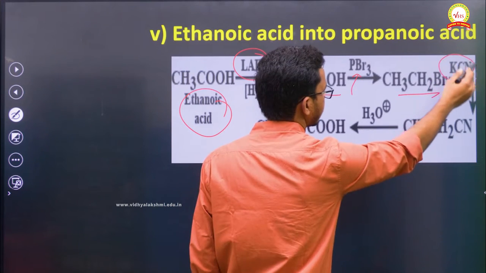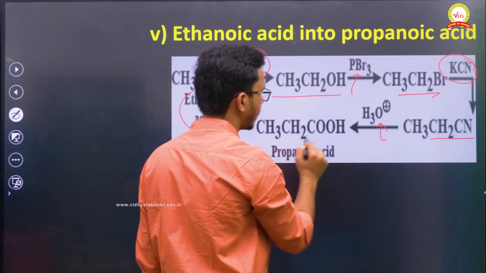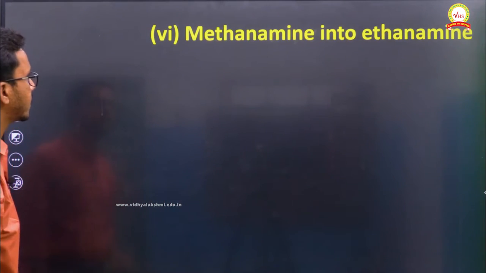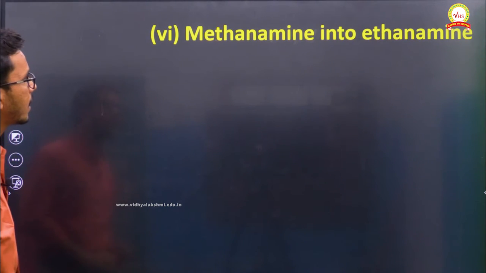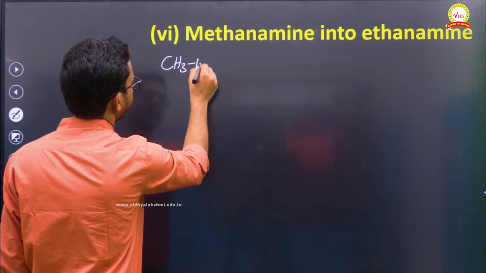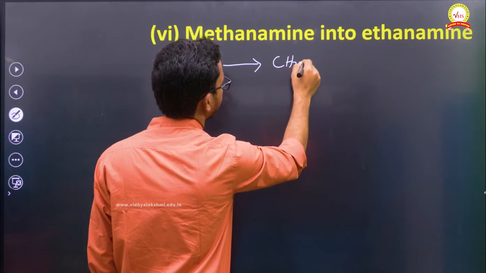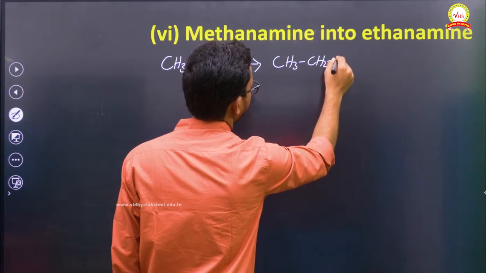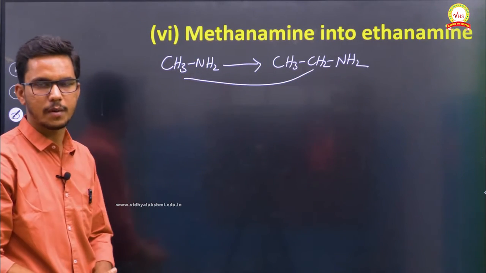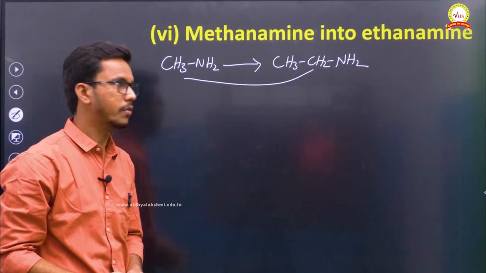This alkyl halide on reaction with alcoholic KCN gives the respective cyanide, on complete hydrolysis gives the acid. The conversion was right. Next, let us see what is the conversion now. Methanamine into ethanamine, that is CH3NH2 to CH3CH2NH2. Here also what is happening? Number of carbons are increasing, right? Number of carbons are increasing means in any one of the steps cyanide is involved.